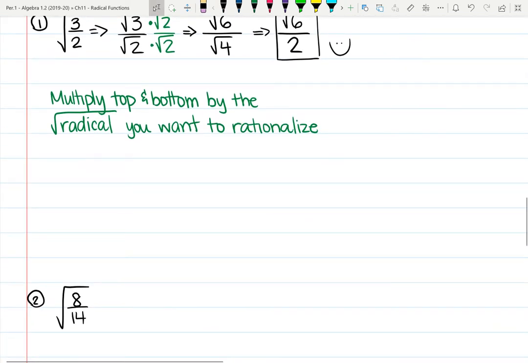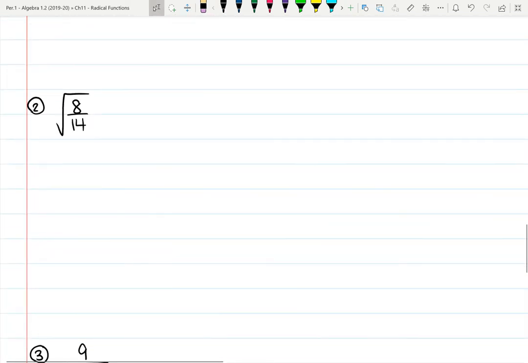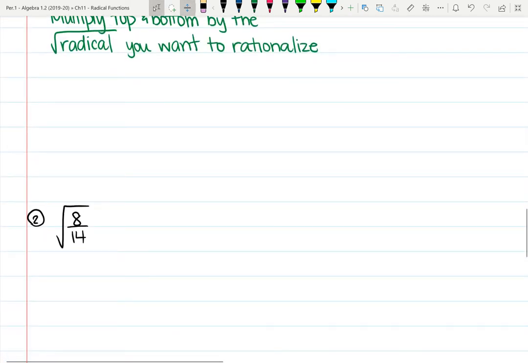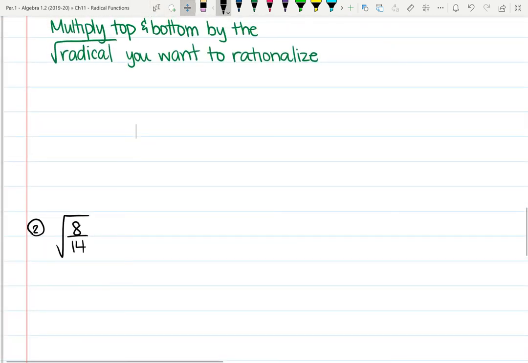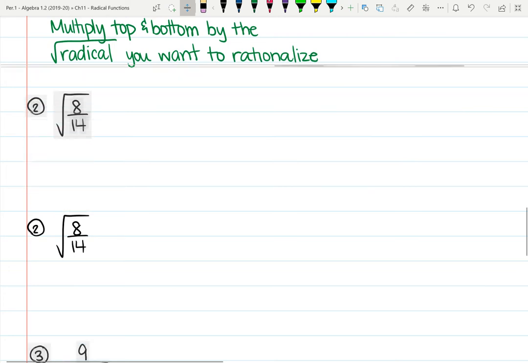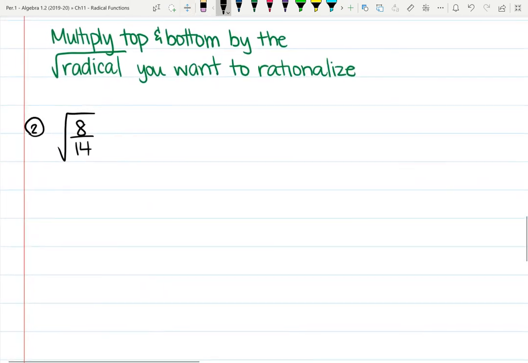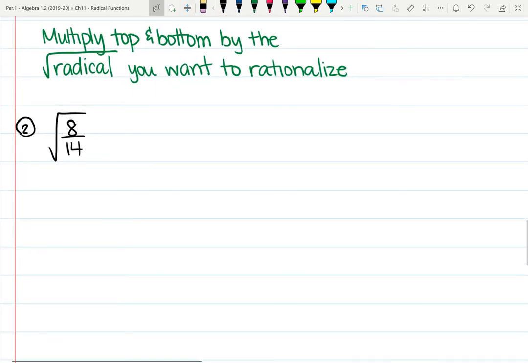Here we go. Let's take a look at another example. So I'm going to scroll again. You know what? I can just bring this up. How do we do this? We want to multiply the top and the bottom by the radical you want to rationalize. All right, so here we go. I have another example. Square root, radical, of 8 over 14.